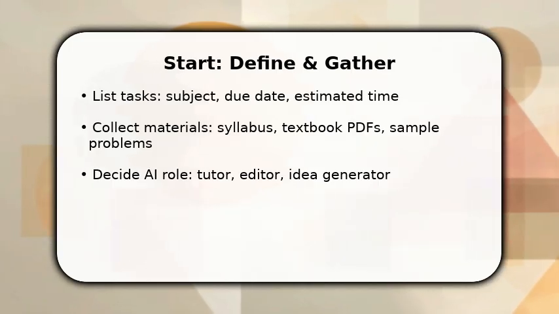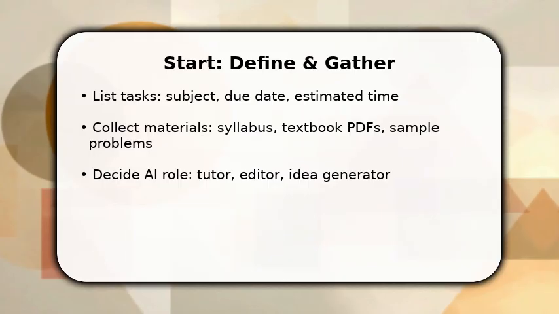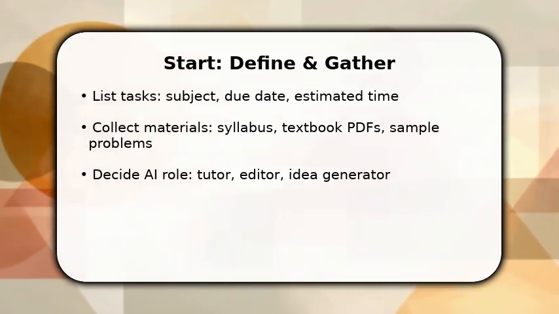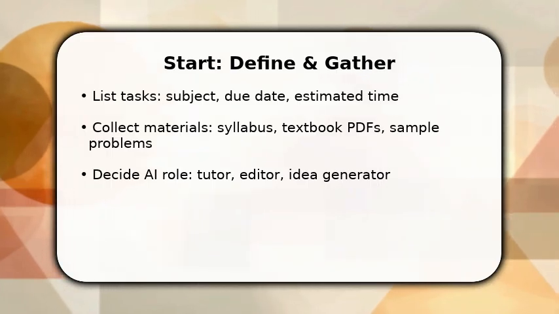You begin by defining the assignment clearly. What is due, by when, and the expected deliverable. Once done, gather syllabus sections, problem sets, and any files so the AI has context. Make sure to note constraints like word count or citation style.